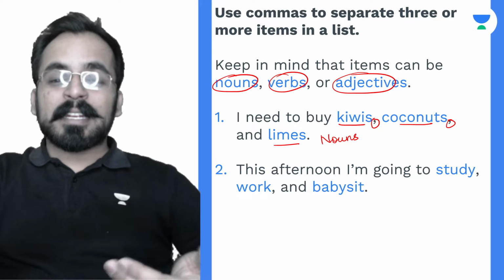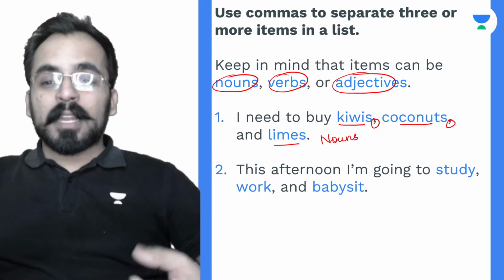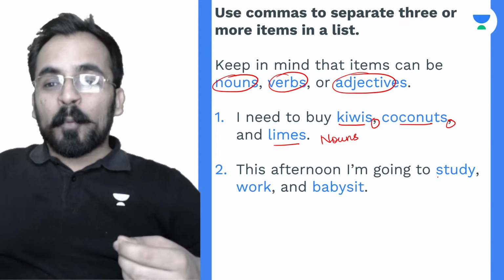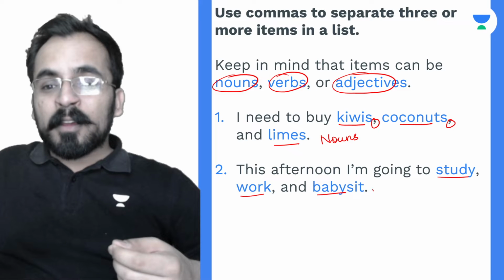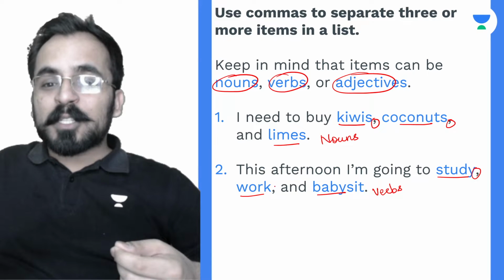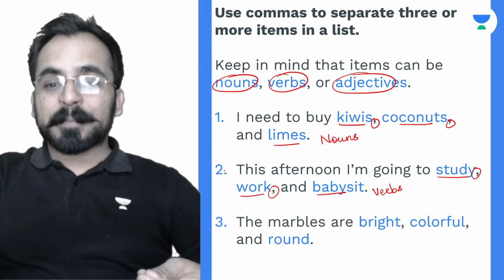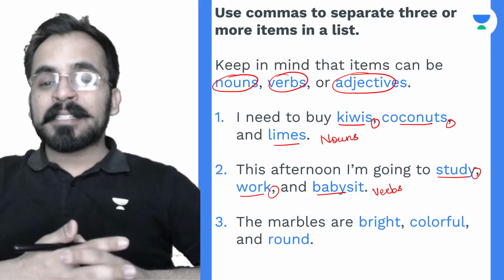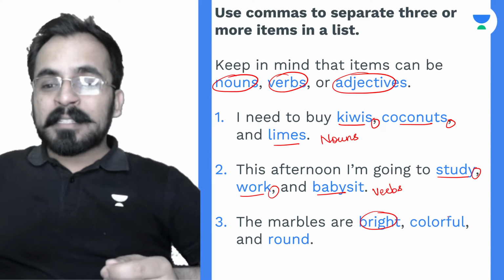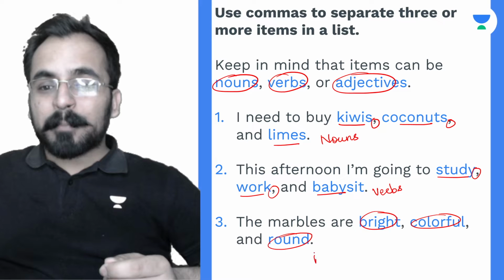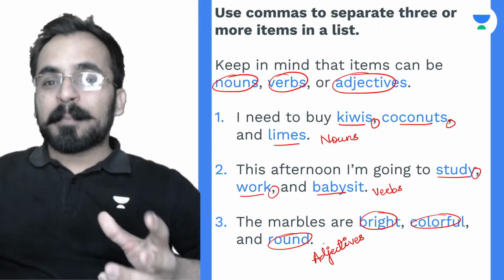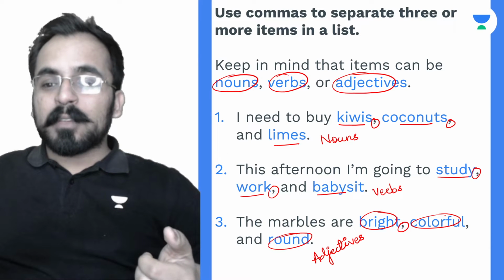Let's talk about the second example. This afternoon I'm going to study, work and babysit. Study, work and babysit are verbs. And how would you separate them in the list? The only option that you have is to use commas. The third example says, the marbles are bright, colorful and round. So bright, colorful and round are examples of which parts of speech? Adjectives. And how would I separate them in the list? Again, I would be using commas.